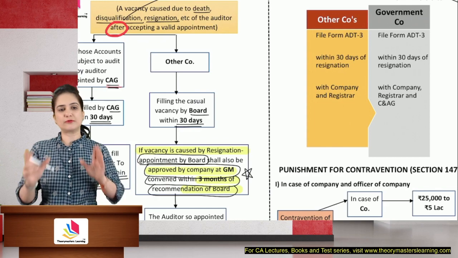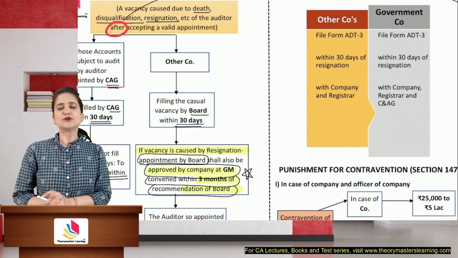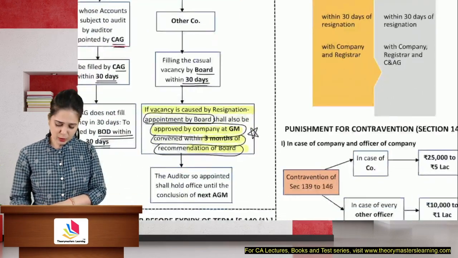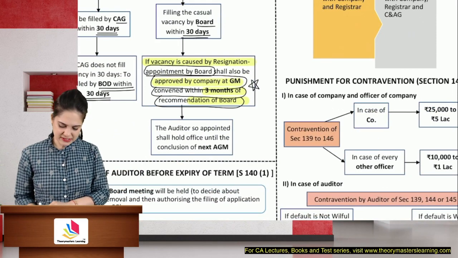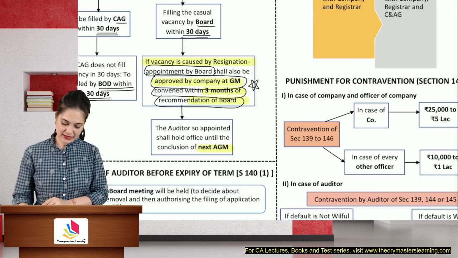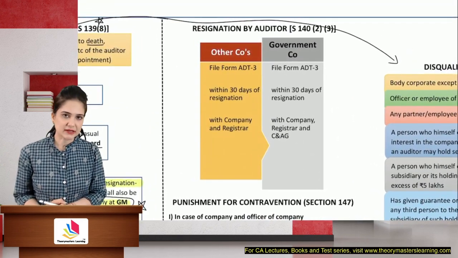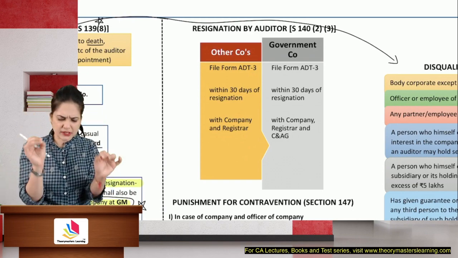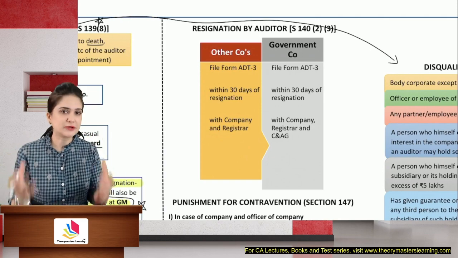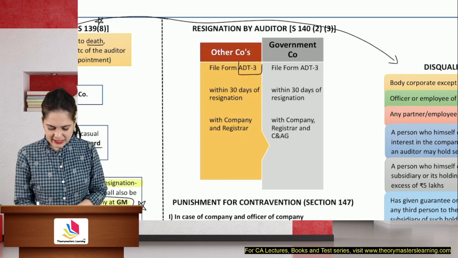Now we want to know why the auditor resigned and who you are appointing in his place. So you also need a confirmation by the company in the general meeting. The auditor so appointed shall hold office till the conclusion of the next annual general meeting. Now, in case the auditor is resigning, it's an extremely important situation for me. I would really like to know why you are resigning. So, auditor, please file form ADT3.